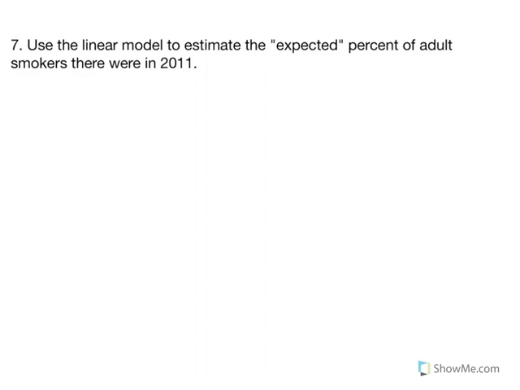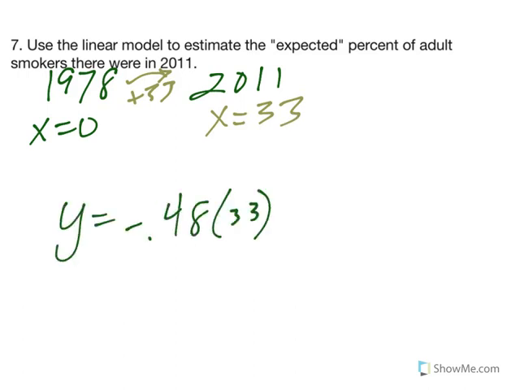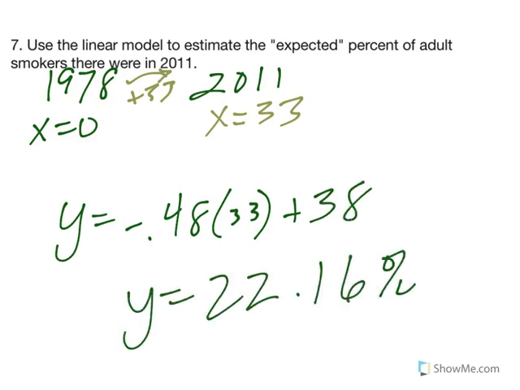All right, number 7, let's use that model to estimate the expected percentage of adult smokers in 2011. So again, you got to think 1978 had an x value of 0. So for 2011, we had to add 33, so x is going to be 33. So now in my formula, y equals negative 0.48 times 33 plus 38. So we would get an answer of approximately 22.16% of adults. And if you look back to the graph, the point that they give us for 2011 is 22. So that's actually pretty close.